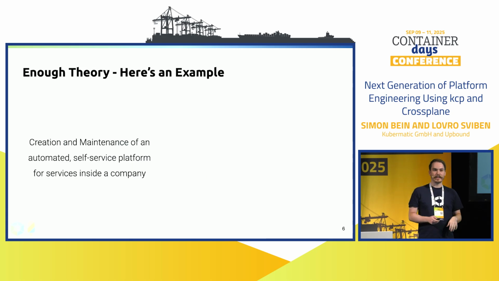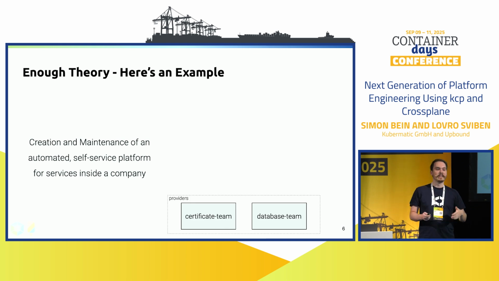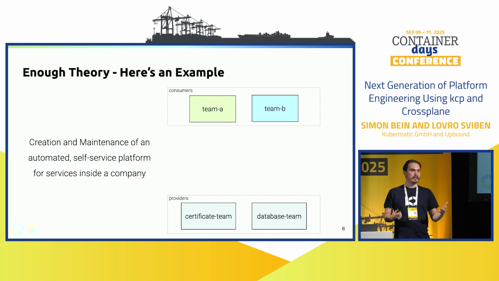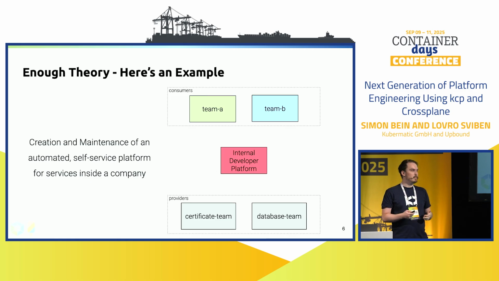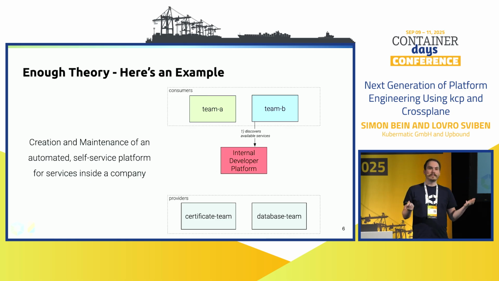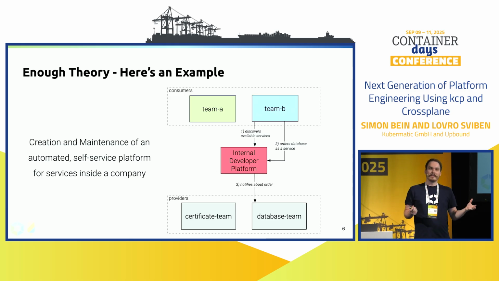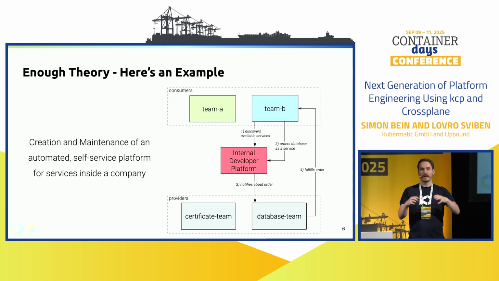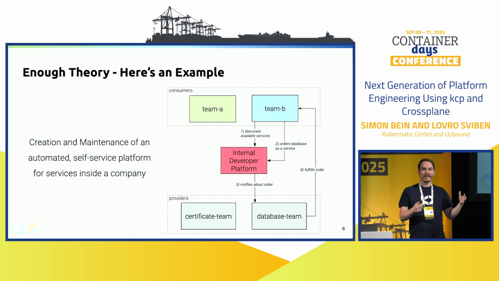Let's do just a practical example. So in a company, you might have a providers team like certificates or databases, and then you have consumer teams who would like to consume the services, and then in between is this internal developer platform. And a typical flow could be team B, they decide, oh, let's see what services are available. A database is what we want. We order a database. The database team is notified, and then there is some sort of fulfillment of an order. I hope this flow kind of makes sense to everyone.